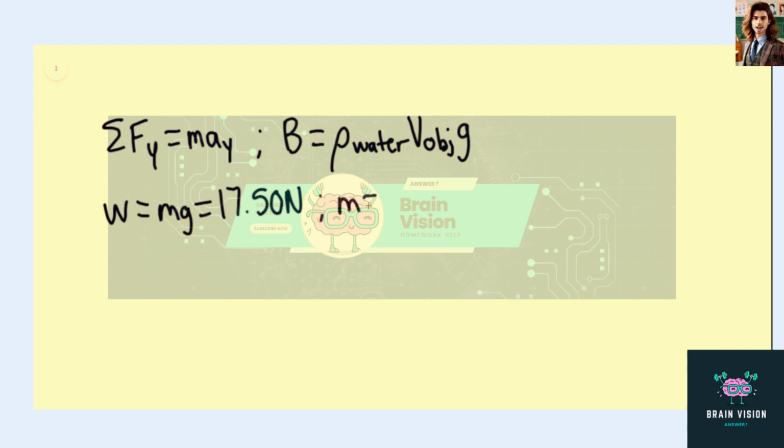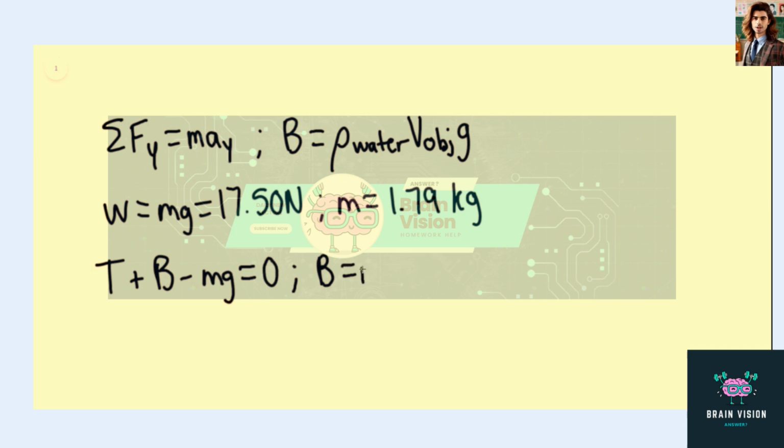Therefore, this would be 17.50 newtons with the mass given 1.79 kilograms. And so we then have the tension plus the buoyant force minus the weight should be equal to 0. Therefore, the buoyancy force must be equal to the mass times the acceleration due to gravity minus the tension force.